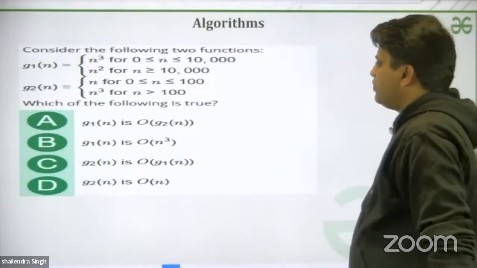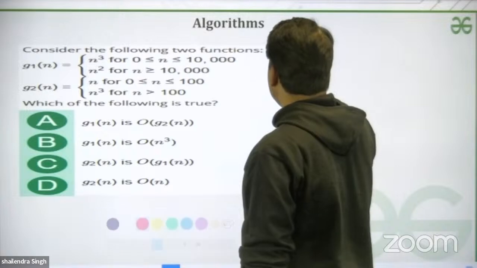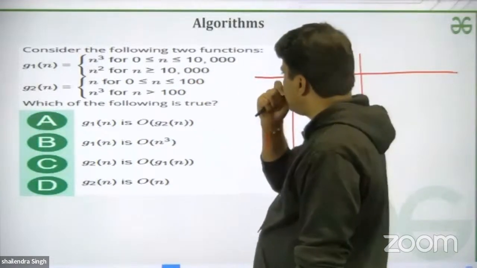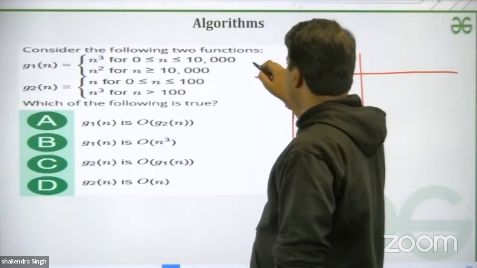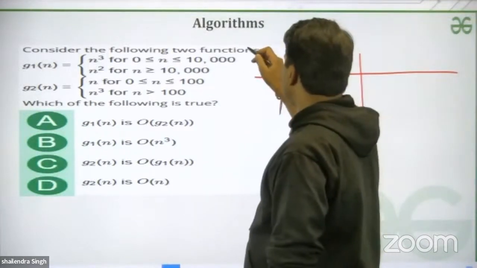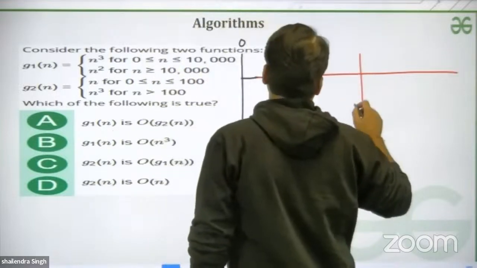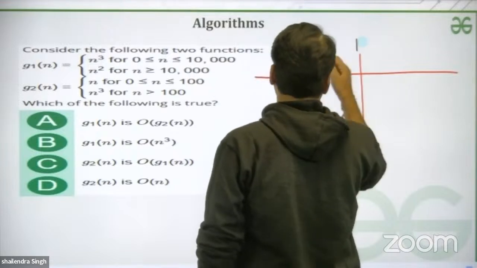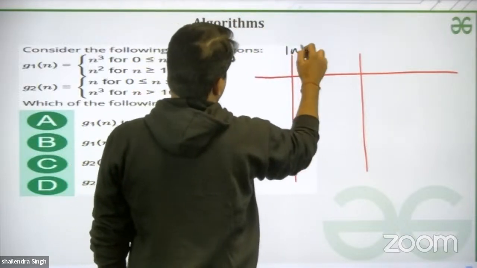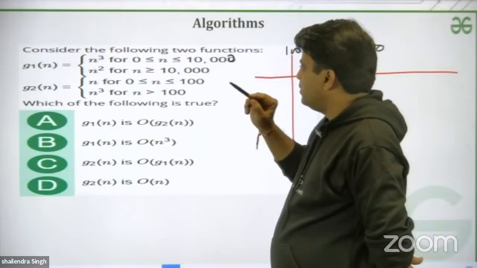कंसिडर द फॉलोइंग टू फंक्शंस g1n एंड g2n, व्हिच ऑफ द फॉलोइंग इज ट्रू? कौन सा ट्रू है स्टूडेंट इसमें? ये इंटरवल में डिवाइडेड है 0 से 10,000 और ये 100. सो लेट n इक्वल्स टू 0, 100, 0 to this is 100 and here this is 10,000. Okay. So here 0 to 100, here 0 to 100.